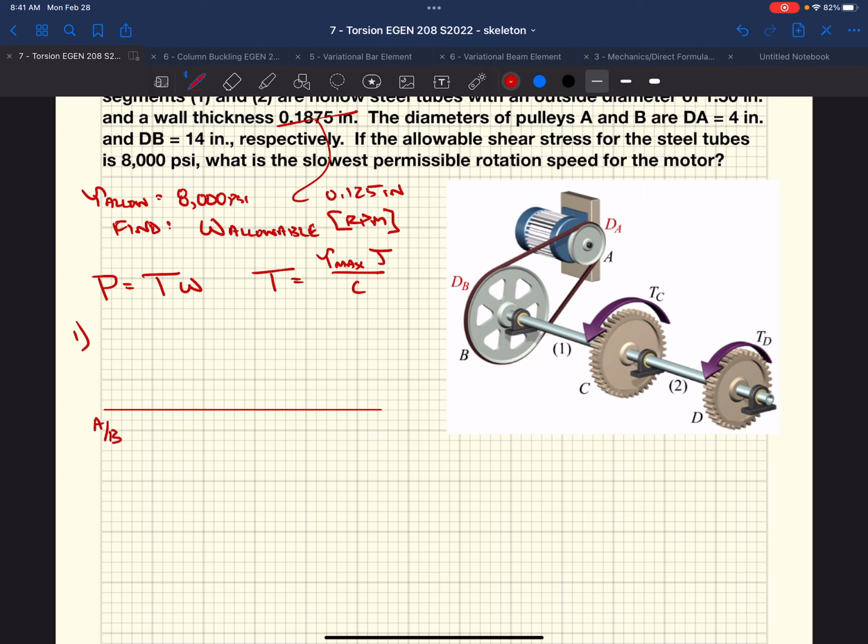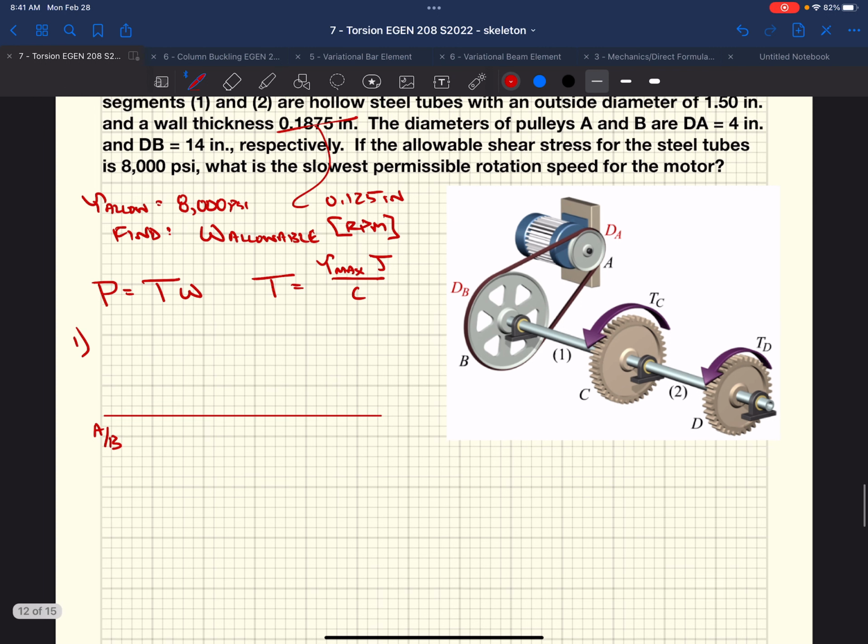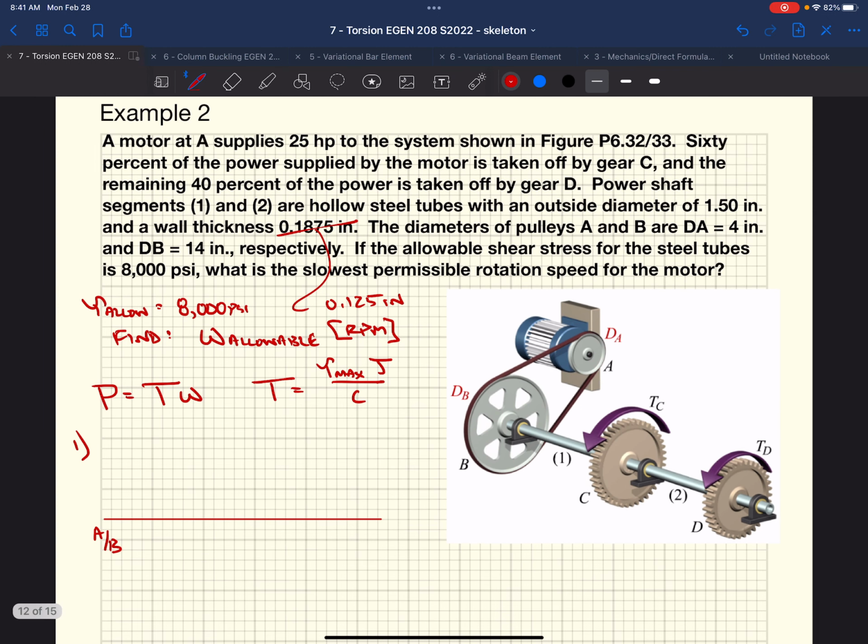So this is gears A and B. A is going to transmit power into B, the gear at B. And then that power is going to be in this shaft. Well, they told us that 60% of that power is going to be taken out at gear C. So C is about halfway down, and we have D at the end. Well, we know that we're putting in some amount of power. They told us it was 25 horsepower, and then 60% of it gets taken away at C. So we've got 10 horsepower that's in the second shaft.